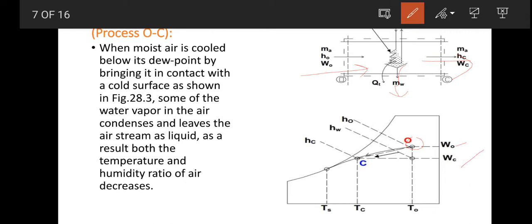Okay, for simplicity, this is an inclined line. So for that we will divide this process into two different processes. The first process is the dehumidification process. For that we have found the intersection point W. So in the dehumidification process, the specific humidity is first reduced, and after that the cooling takes place.